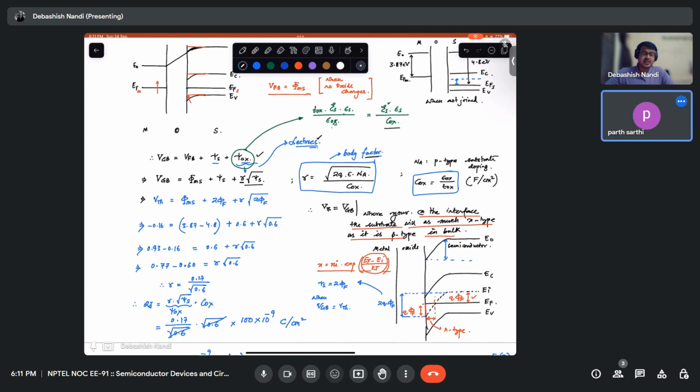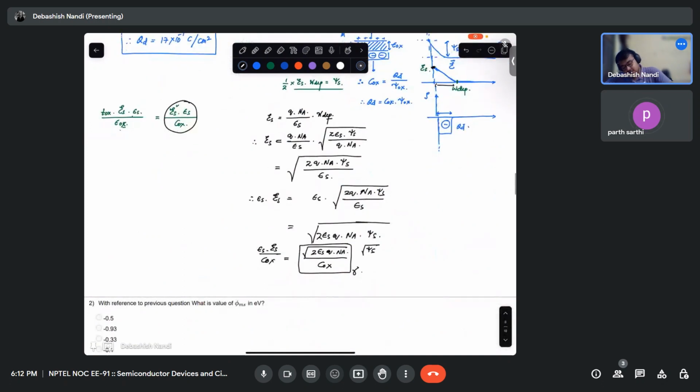This we will discuss later also in today's session. So you can do it either way. You can use this formula also. This will lead to the same thing. You just need to know the physics.